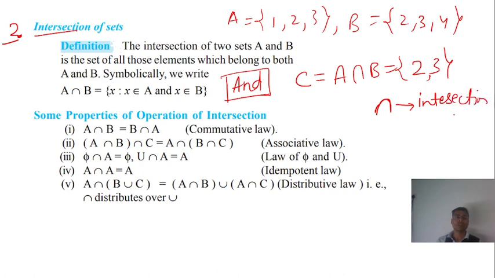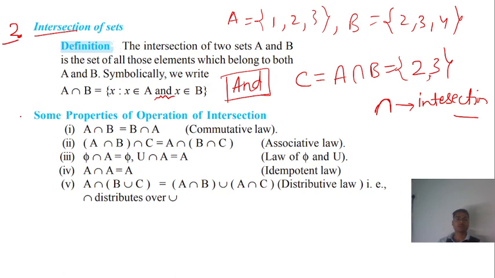Here a definition in set builder form is written: x such that x belongs to A and x belongs to B. If an element is present in both A and B, only then will it come into the intersection set.